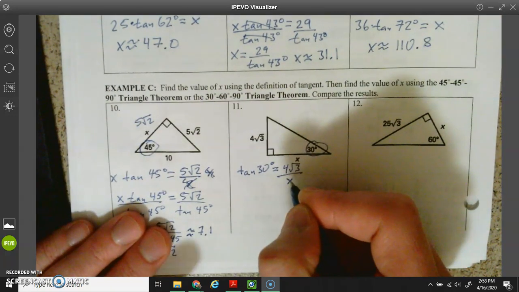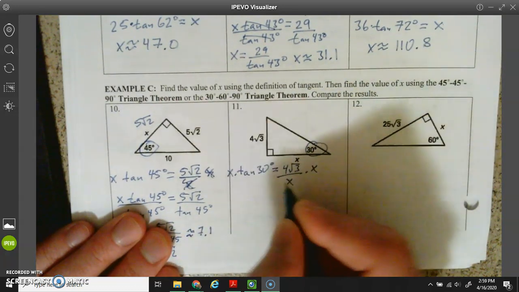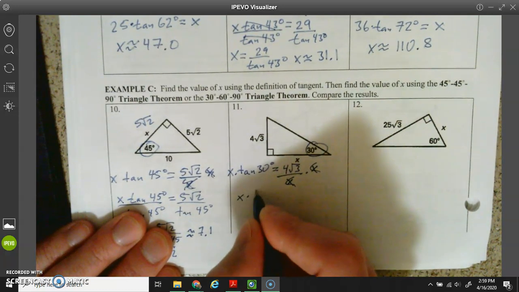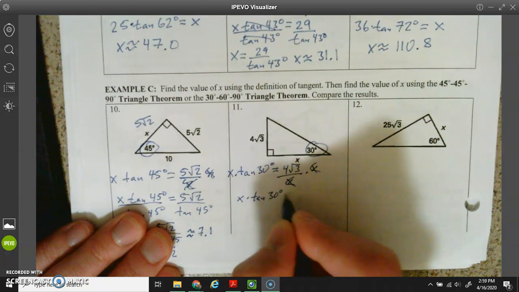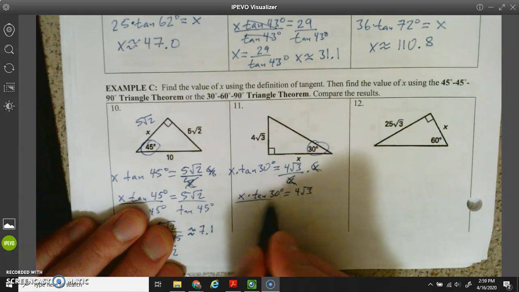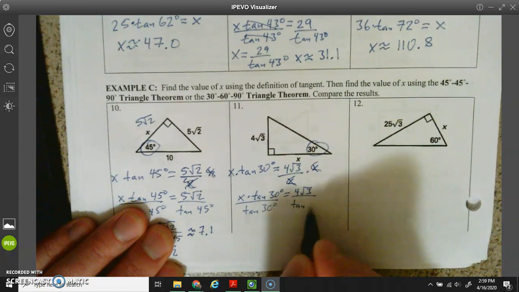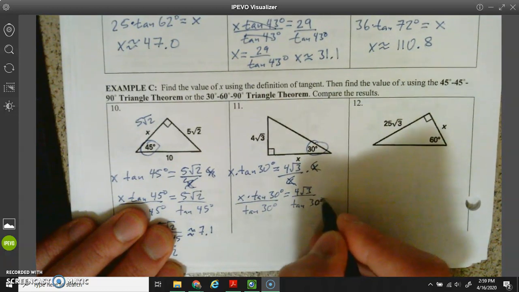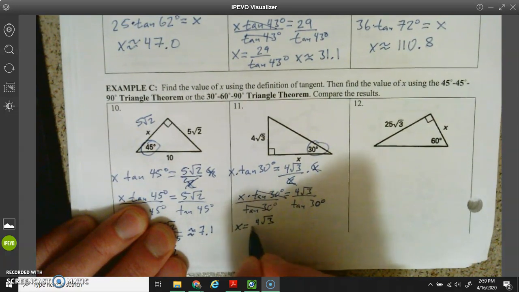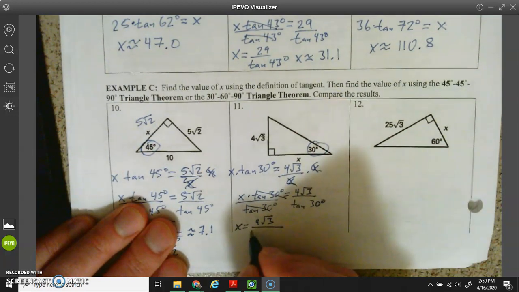So again, we have x in the denominator, so we need to multiply by x on both sides. That will move the x from the denominator on this side to the numerator on the other side. Those two cancel. So we have x times tangent of 30 degrees is equal to 4 square root of 3. To get x by itself, again, we're going to divide by tangent of 30 degrees on both sides. Those two cancel. So x equals 4 square root of 3 over tangent of 30 degrees.